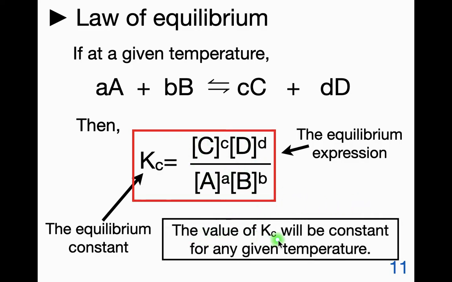The value of the equilibrium constant will be constant for any given temperature. So if we have actual numbers here, we know the concentrations and the coefficients, and plug in all those numbers, we'll get a literal number for the equilibrium constant. And that number will remain constant as long as we don't change the temperature. If we change the temperature, then the number would change. So that's why we always have to say at a specific temperature.